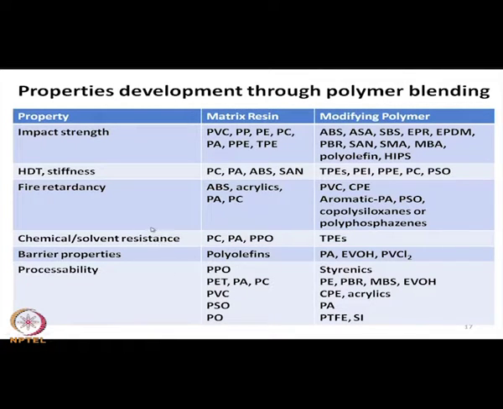Then let us look into the properties of polymer blends which are developed after mixing. Say we want to improve the impact strength, that means we want to modify the impact strength of a polymer. What to be done? Say suppose we have PVC, which has some impact property, polypropylene or polyethylene, these are all homopolymers. So, we want to modify the impact property of these homopolymers separately.